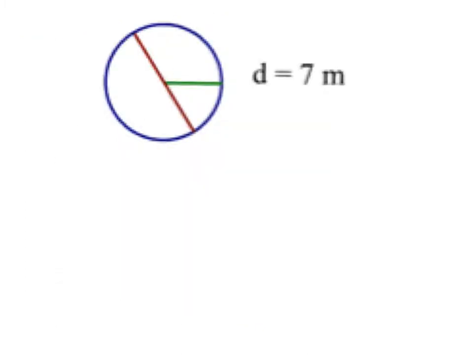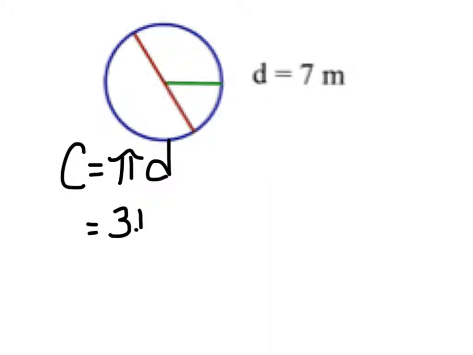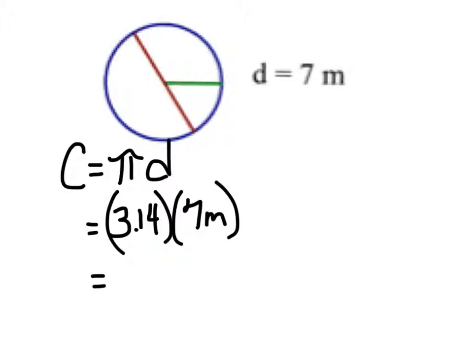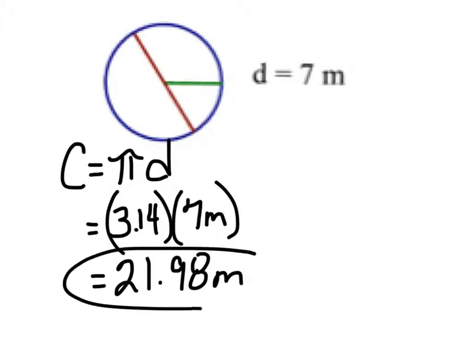So if we're given diameter, we would use a different formula, and that would be C equals pi times d. So again, we'd have 3.14, and our diameter in this case is 7 meters. So we'd multiply those two together, and we would simply come up with 29.8 meters.